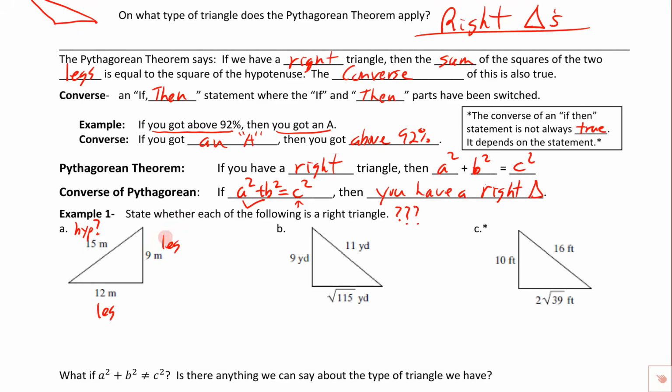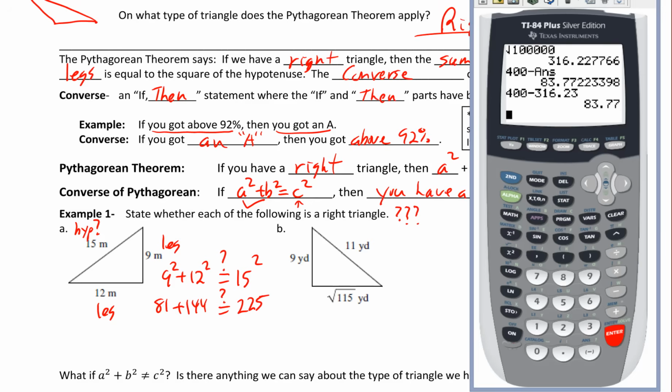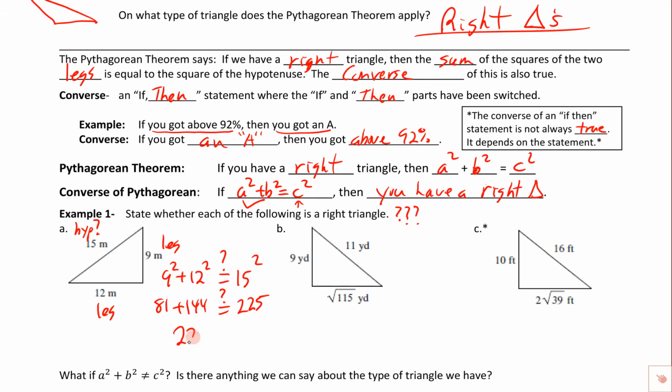So let's write this down. This would be leg squared plus leg squared, and I'm going to put an equal sign with a question mark above it. Does that equal 15 squared? So let's check and see. This is 81, this is 144, and over here I'm going to put a question mark still. This is 225. So grab your calculator if you need to. I think this is going to work out pretty well. 81 plus 144. We get 225.